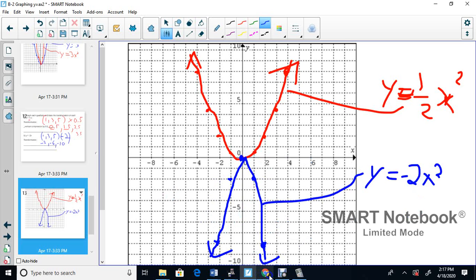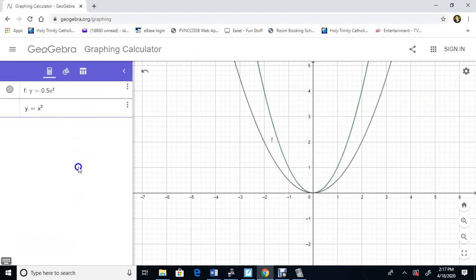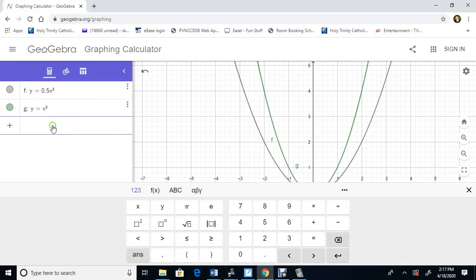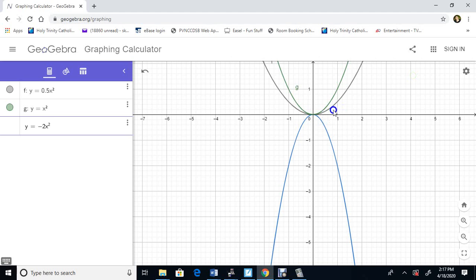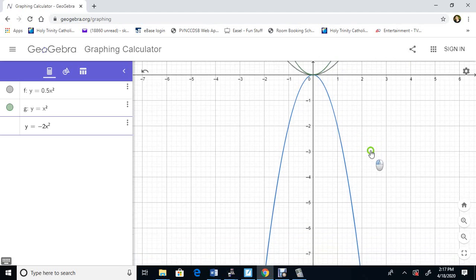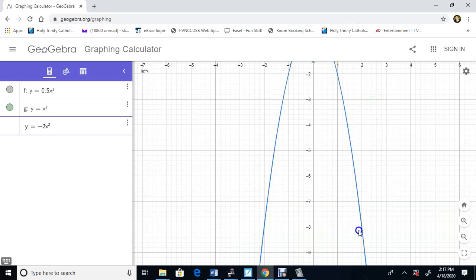Okay, let's go back to this one here. So let's now add another one here. We're going to click here. Okay, let's add the y equals negative 2x squared. Oh, I can't see it. Okay, it's down here. So again, look, we went over 1, down 1, 2. Over 1, down 6 to the negative 8. Okay, and then over 1, down.